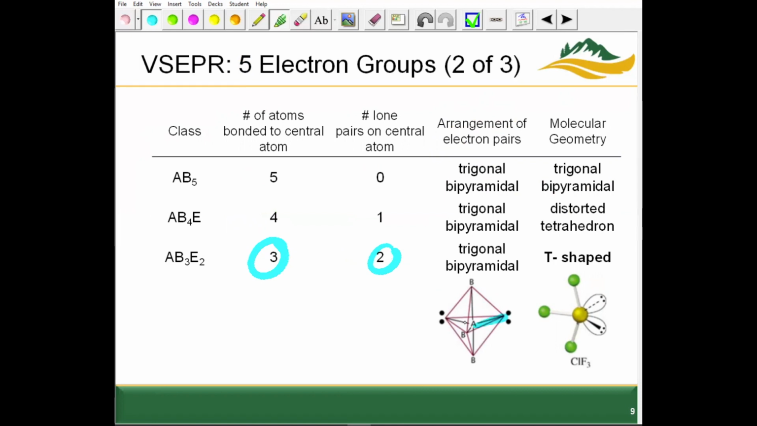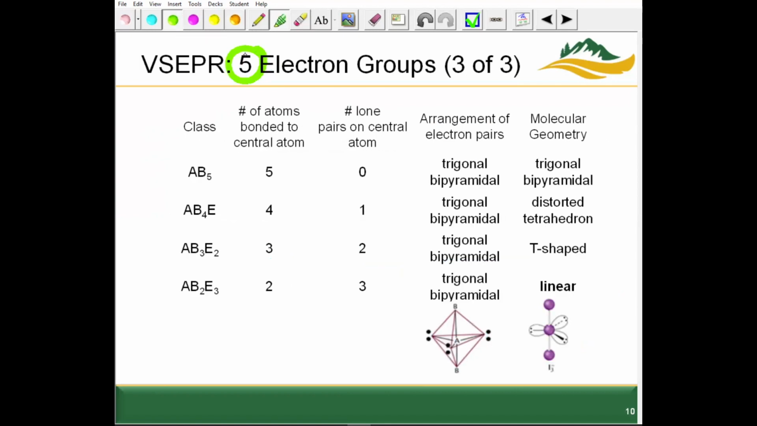Those 2 lone pairs will again be in the equatorial position. So we still call this trigonal bipyramidal, but the molecular geometry or shape when there are 2 lone pairs and 3 bonds amongst the 5 electron groups. You can kind of see it better in this view. We call this a T-shaped molecular geometry. You can kind of picture here, it looks like a T if you turn your head this way. So T-shaped molecular geometry for 5 electron groups for trigonal bipyramidal. But 3 of those groups are bonds and 2 are lone pairs.